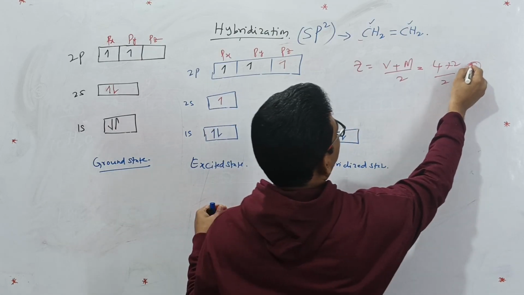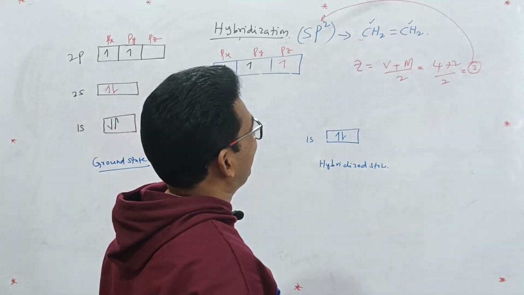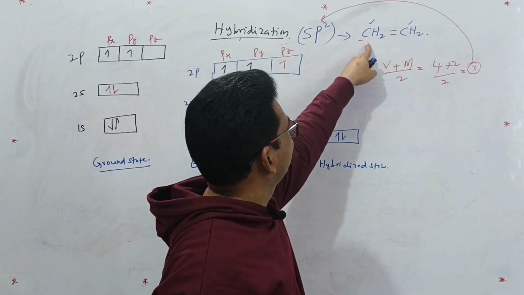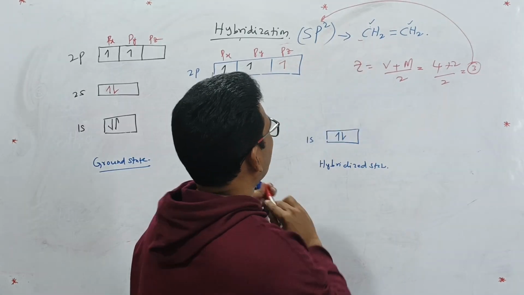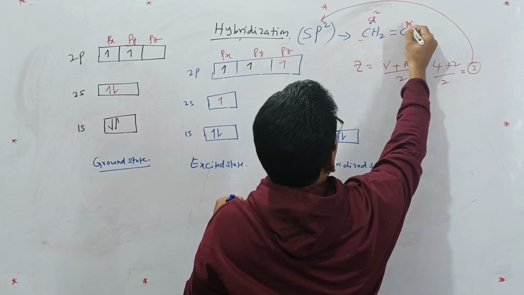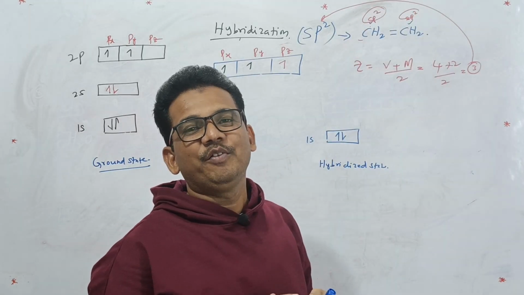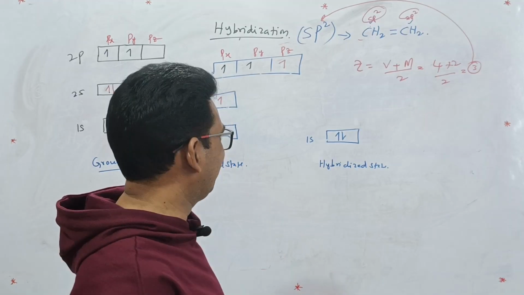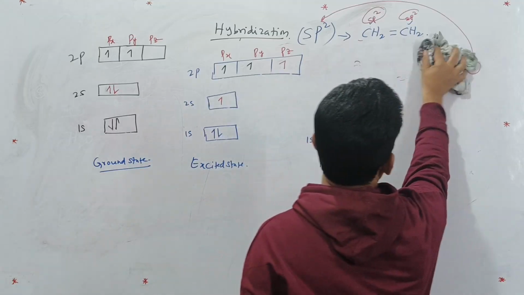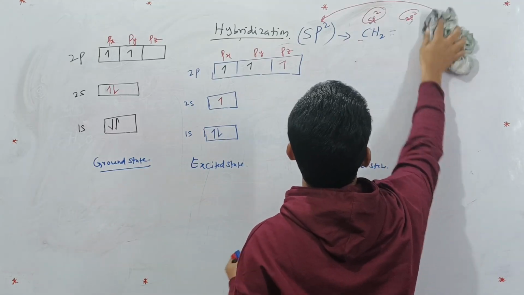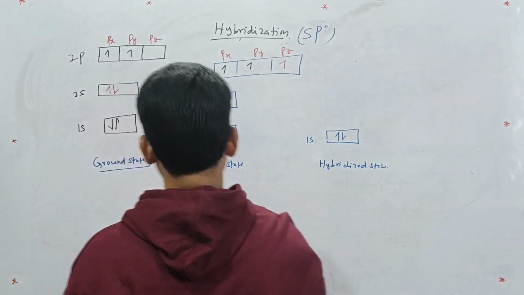3. 3 means what? 1s, 2p. Total 3 orbitals, sp3. Sorry, sp2, 1s 2p. Then this is sp2 and this is also sp2. It means in the double bonded compound we are finding the sp2 hybridization. How will you write it in the examination? Okay, you came to know it is the sp2 hybridization, especially in a molecule like ethene.